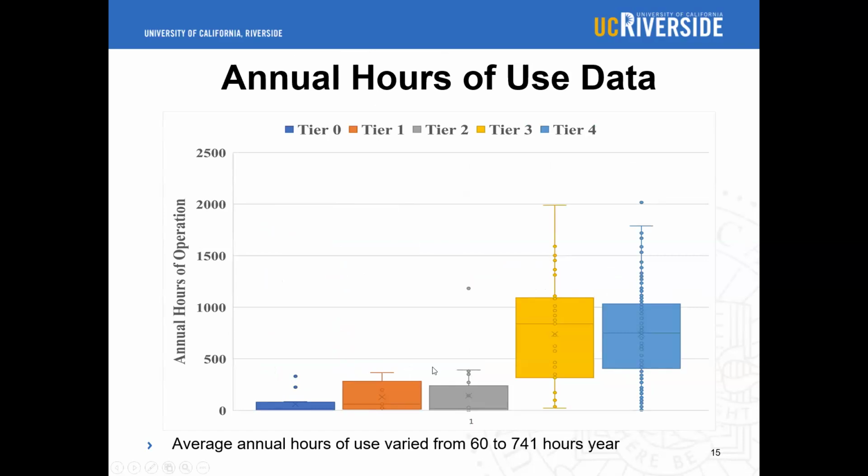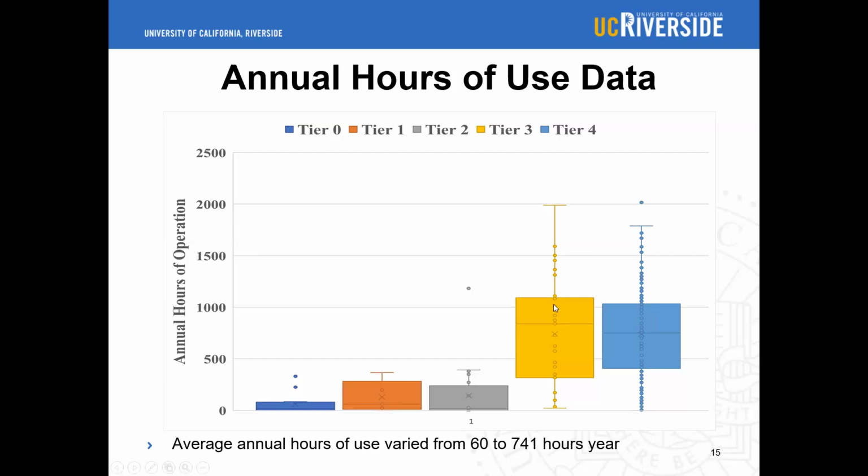Okay, this graph here just shows a box whisker with the annual number of hours on the left side of the axis, and then the different shaded box whisker graphs represent the different tiers, which are shown at the top. On the left-hand side, we're starting from tier 0. Tier 1 would be the orange, tier 2 is the gray, tier 3 is the yellow, and tier 4 is the second lighter blue shade. You can see the data points in here, and I'm sorry, the average is the line, and I believe the X is the median. The box represents the 25th and 75th percentile of activity.